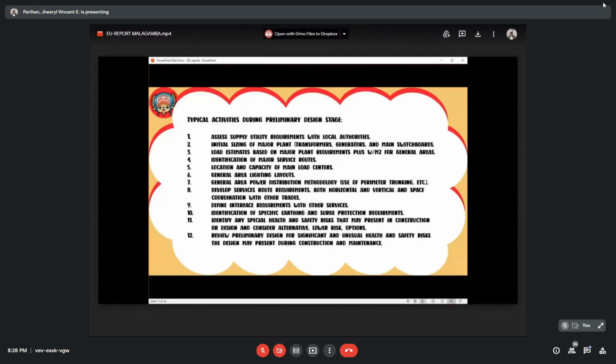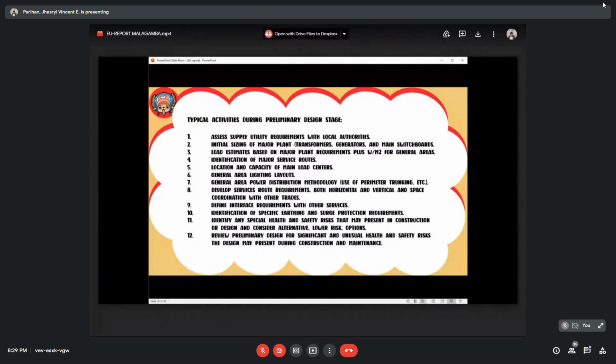First is to assess the supply utility requirements and local authorities. Second, initial sizing of major plant, for example, the transformers, generators, and main switchboards. Third, load estimates based on major plants plus what's over the area for general areas. Fourth, identification of major service routes. Fifth, location and capacity of main load centers.